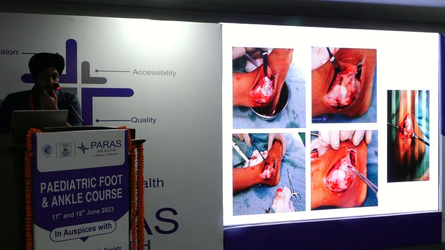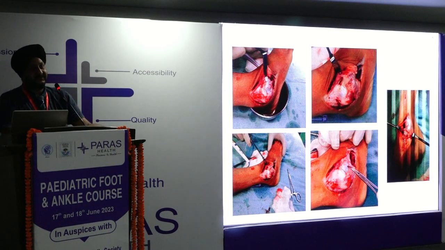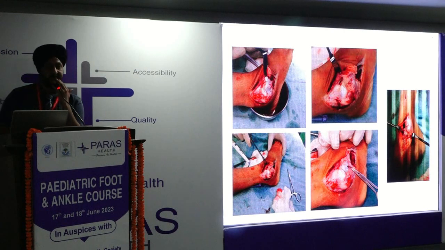Fixation, sir. In a talus body fracture, I like to have a Herbert screw, a headless screw, because everywhere there is cartilage. Put it from the corona, from medial to lateral. Whichever fragment is big, you can use it, and it is quite comminuted at the same time. You can use a wire also, but the wire will be very prominent.